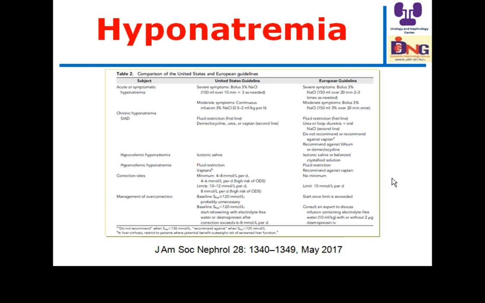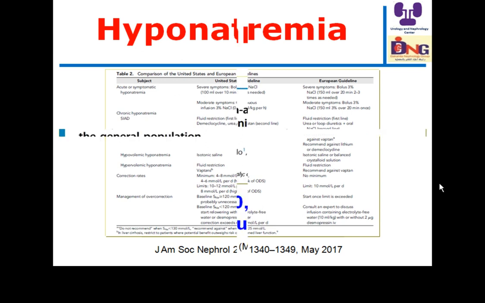Another important point in this article is to show the difference between United States guidelines and European guidelines. If you have acute symptomatic hyponatremia in the United States, start a bolus of 3% sodium chloride, 100 milliliters over 10 minutes, and you can repeat up to 3 times as needed. But in the European guidelines, start a bolus of 3% sodium chloride, 150 milliliters over 20 minutes, 2 to 3 times as needed. You can go through this article to know how to diagnose and how to manage hyponatremia.